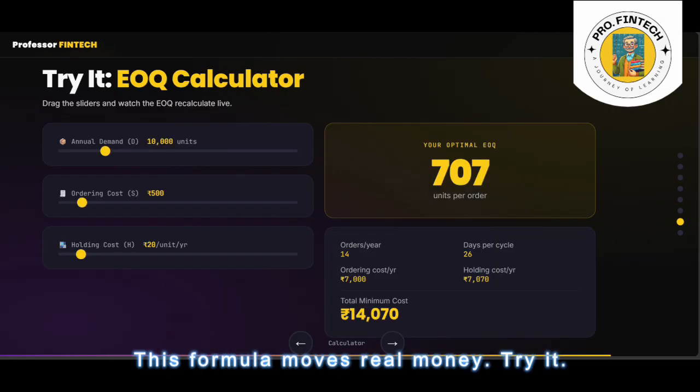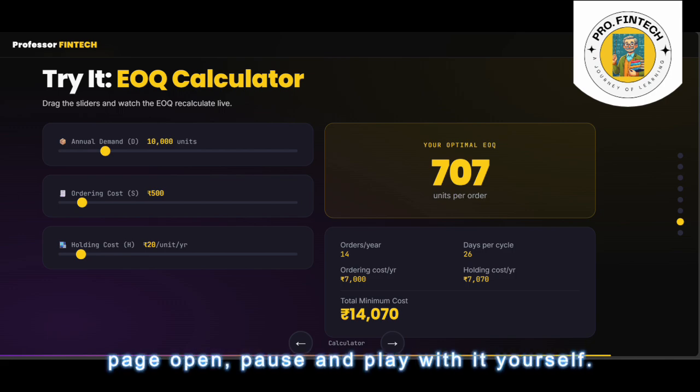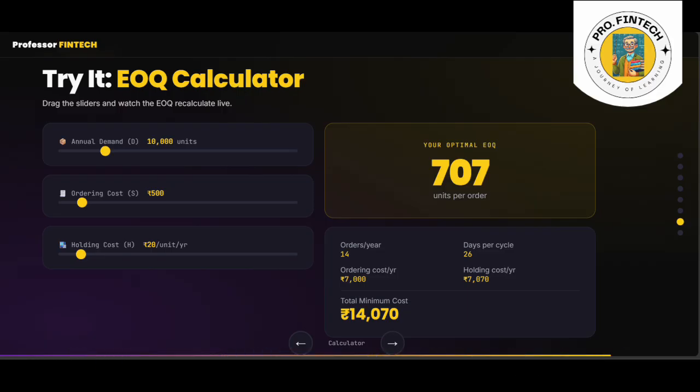Try it, interactive calculator. Now it's your turn. This slide has live sliders for demand, ordering cost and holding cost. If you are watching this with the page open, pause and play with it yourself. Remember that prediction I asked you to hold on to earlier? What happens to EOQ when holding cost goes up? Let's actually test it. Drag the holding cost slider. Watch the EOQ number shrink.